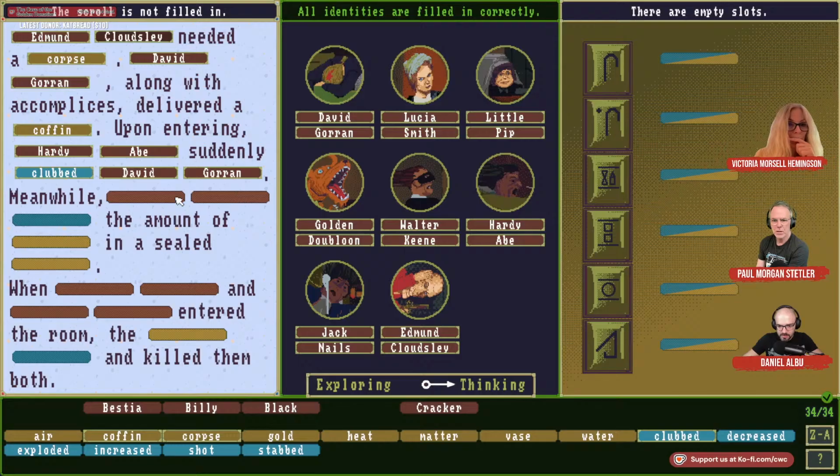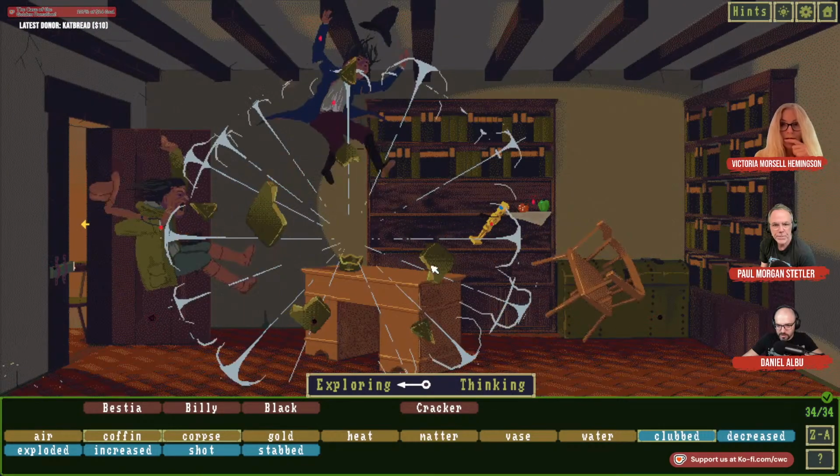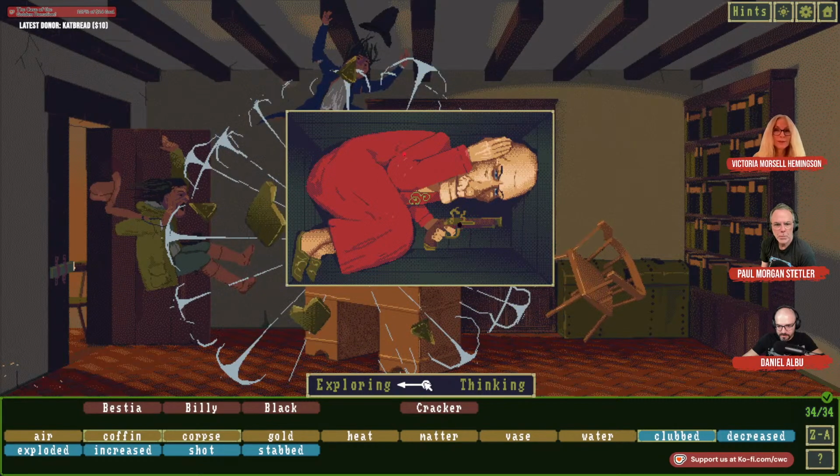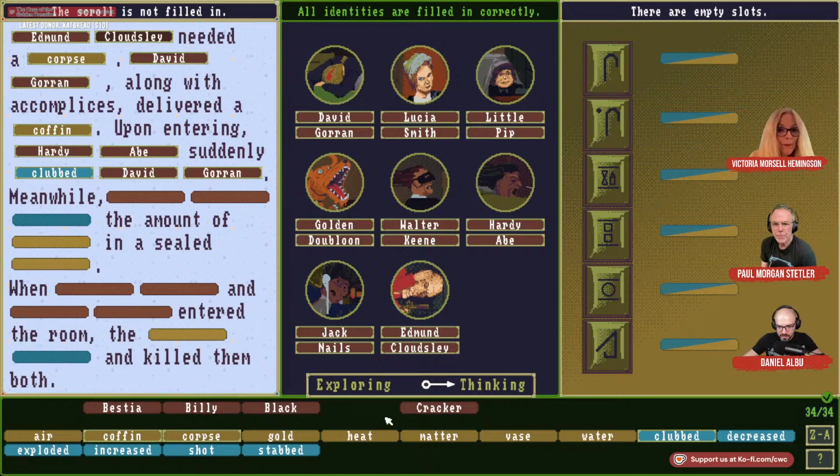Meanwhile, Edmund Cloudsley blank the amount of blank in a sealed blank. Increased. David Gorham increased the amount of. It's probably... Wait. Edmund Cloudsley, right? Wait, let's see what worked. So the golden idol has the second combination, which means it decreased the amount of air. Meanwhile, Edmund Cloudsley decrease the amount of air in a sealed... Increase the amount of air in a sealed coffin? No. In a sealed... Oh, it was vase?